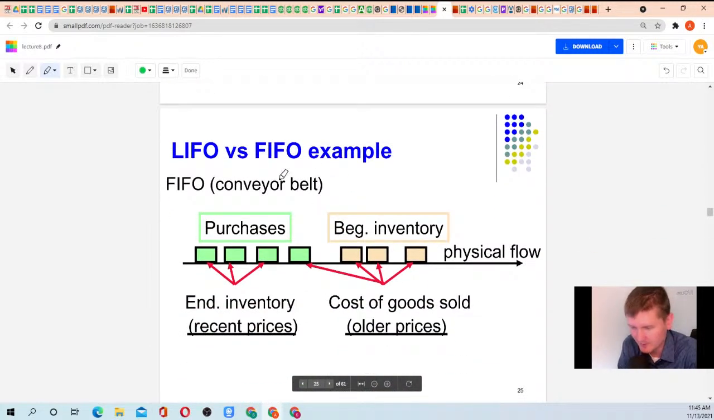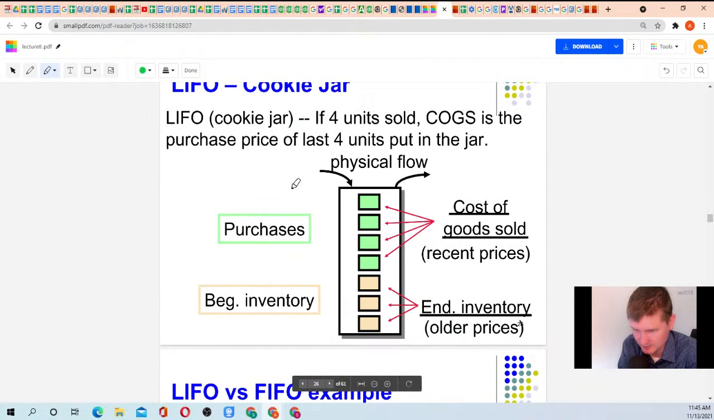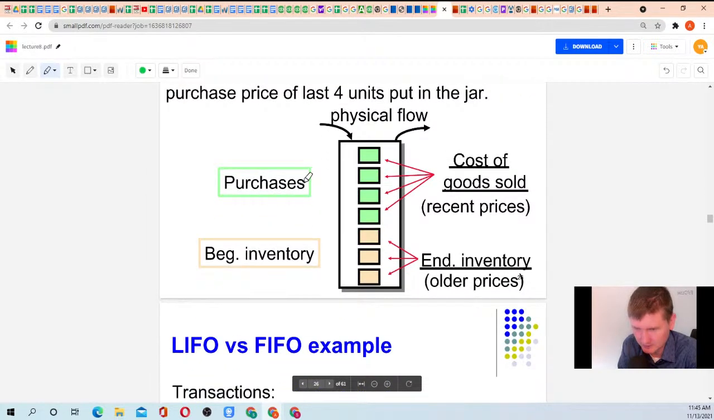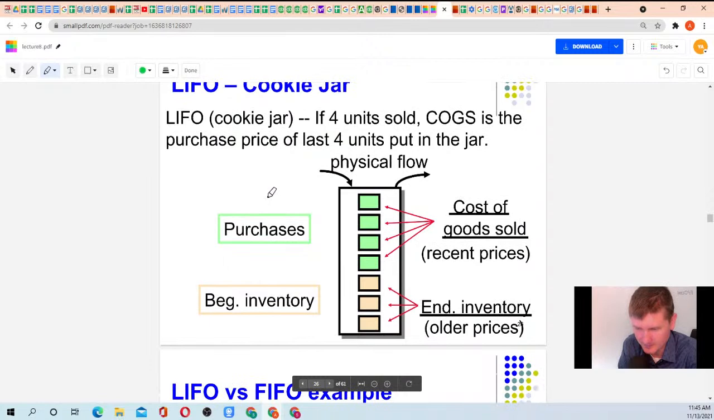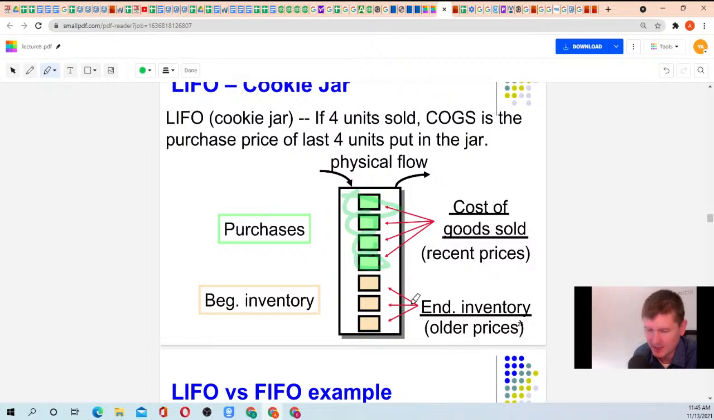Okay, here it is, LIFO. In LIFO, we start from the purchases. When we sell, we start with the most recent purchases first. And our ending inventory sits idle. But again, that's only for accounting purposes. You do not monitor movement of actual items.